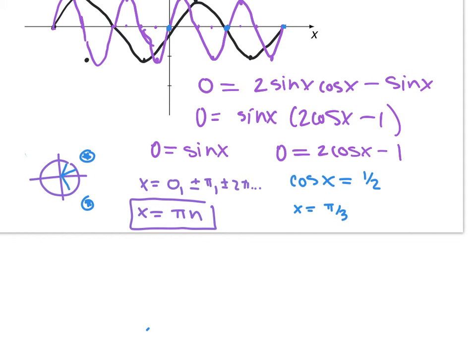What about that one down there? What's that? Negative pi/3 or 5 pi/3, either way. And then how do you account for the fact that you could go around the unit circle more than once? Plus 2 pi n. There you go.